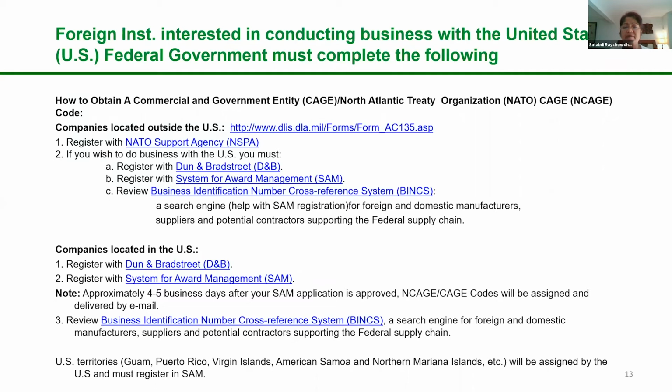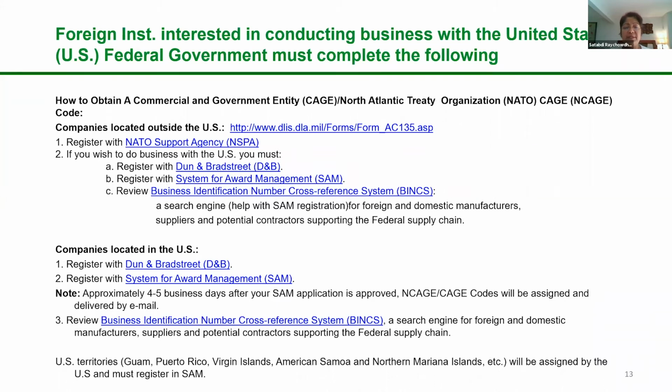So start ahead of time and have these things handy, so when you start your application process, you don't have to wait for all of this. Also, there's the Business Identification Number Cross-Reference System, BINCS. It is a search engine for foreign and domestic manufacturers, suppliers, and potential contractors that supports the federal supply chain. So review the BINCS system also.